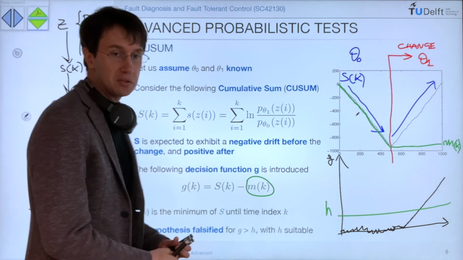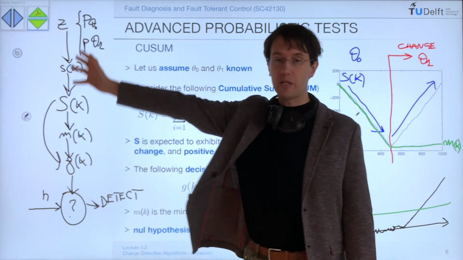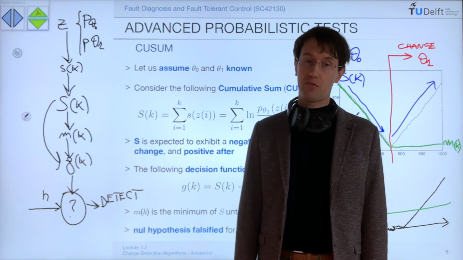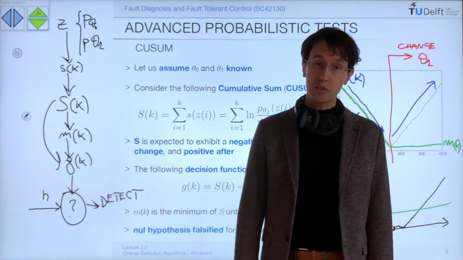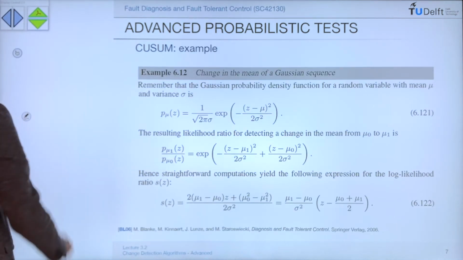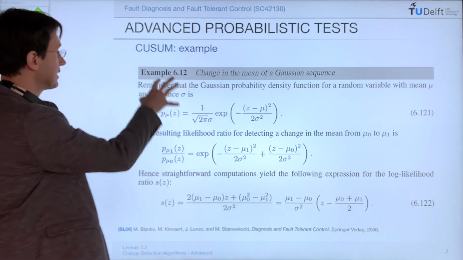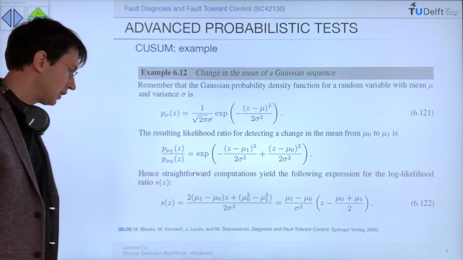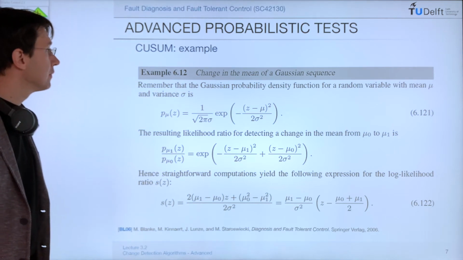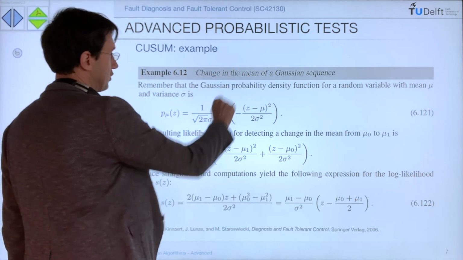Why are we doing all of this? Well, because this turns out to have better performances in terms of misdetection rate and false alarm rate and detection delay than other tests. And this is an example I have taken from the book by Blanke about applying these to a Gaussian variable.